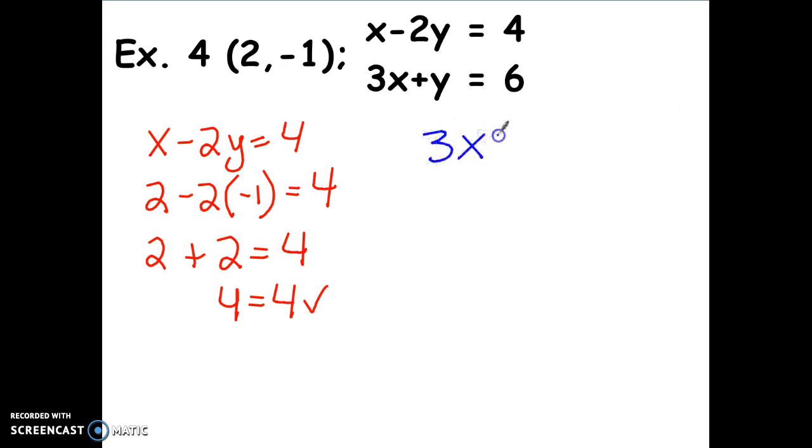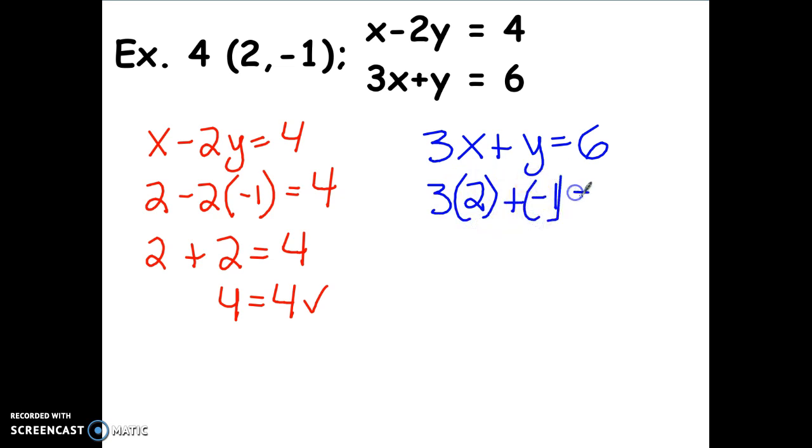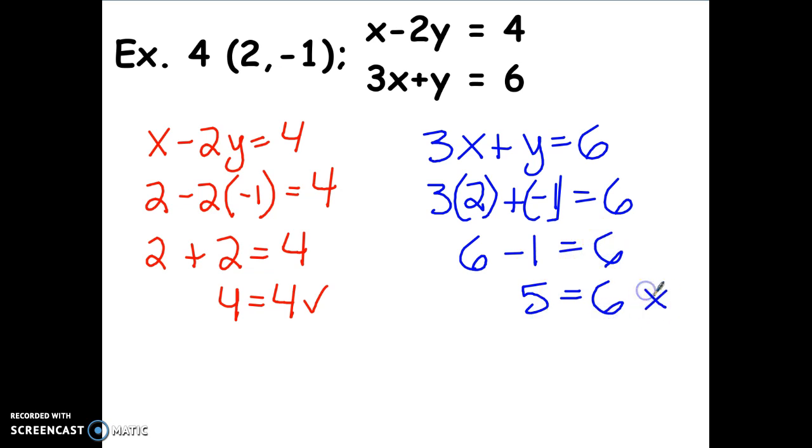For the second one, in place of x, we'll put 2. In place of y, negative 1. I'm sorry, y'all, that is so ugly. All right, 3 times 2 is 6. 6 minus 1 is 5. It does not work for that one, so for your final answer, you should have gotten no. That ordered pair is not the solution.